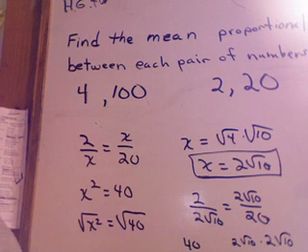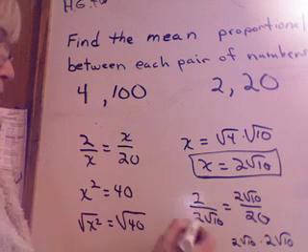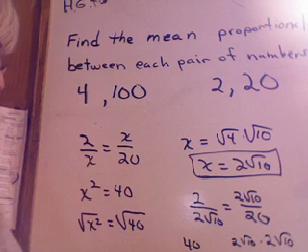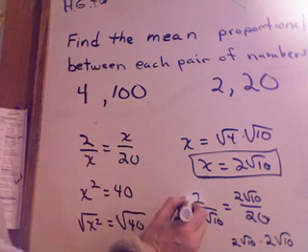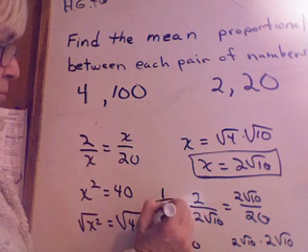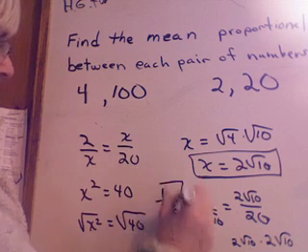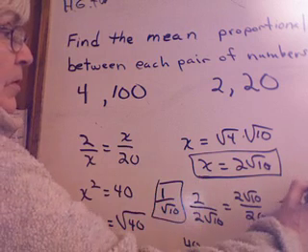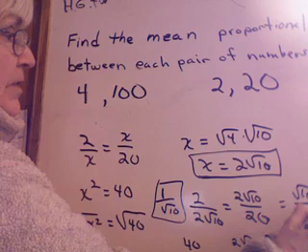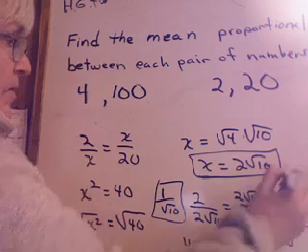Remember the second way to check these? You could reduce them. This one reduces to, where can I write this? All right, let's write it right here. 1 over root 10. This one reduces to root 10 over 10. Are those the same?